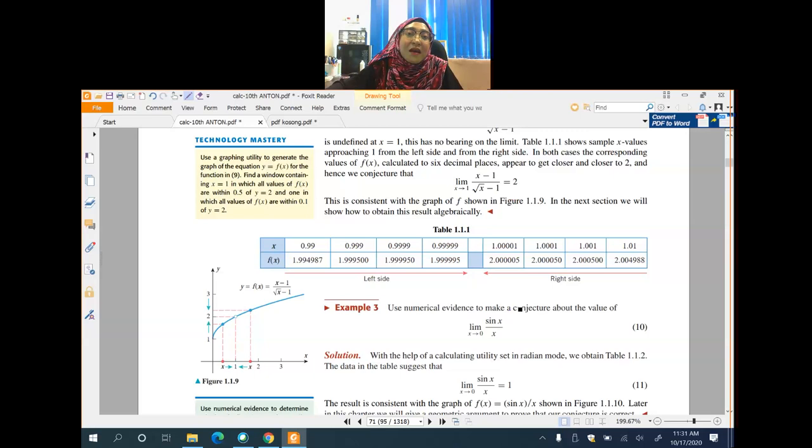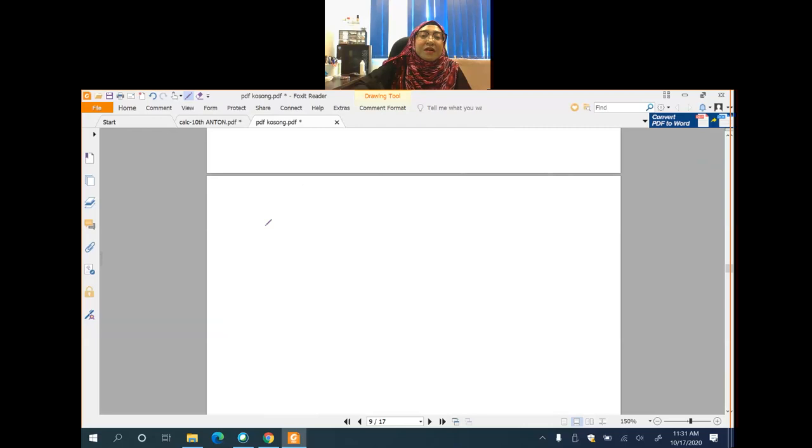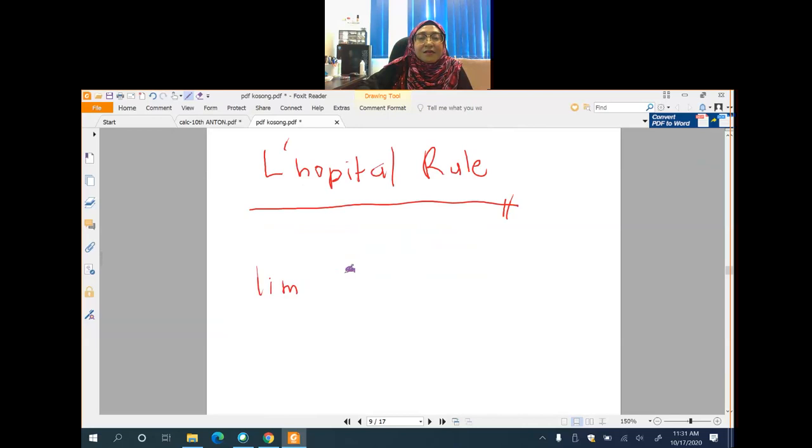So here, I will teach you one very important rule, and it is called L'Hopital's rule. It looks like hospital, but it is L'Hopital. So for L'Hopital's rule, let's use the same example here: the limit of sine x divided by x.